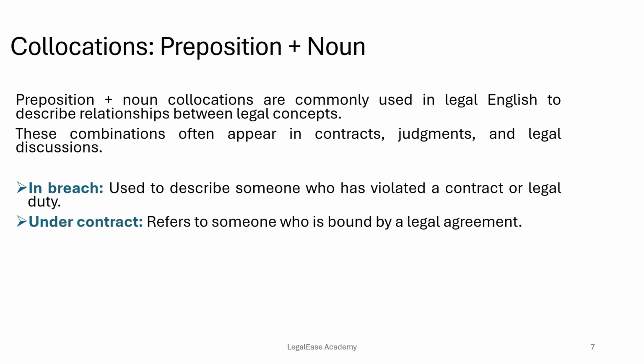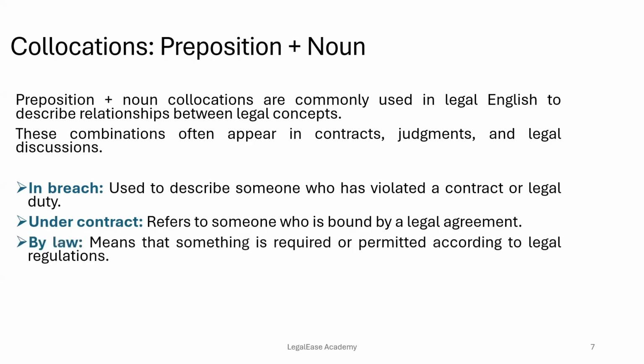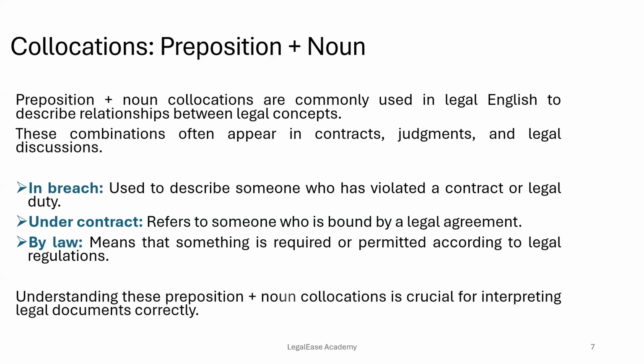The next one, under contract. So refers to someone who is bound by a legal agreement. So the parties are under contract. By law means that something is required or permitted according to legal regulation. So it's required by law that you pay income tax every year. So understanding these preposition and noun collocations is crucial for interpreting legal documents correctly, because this is the type of structure that will appear very often.